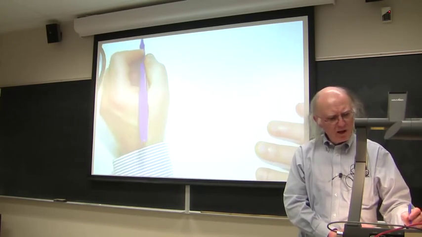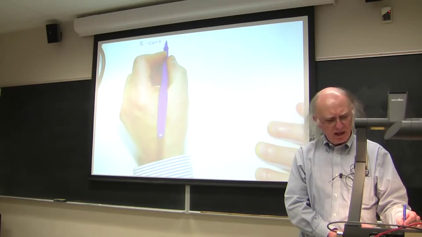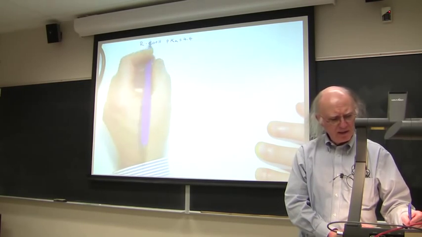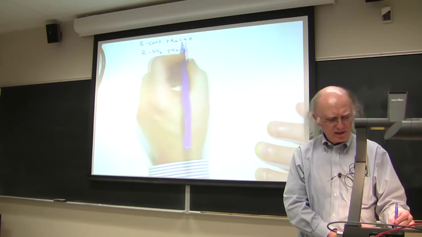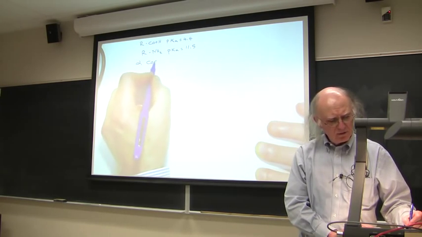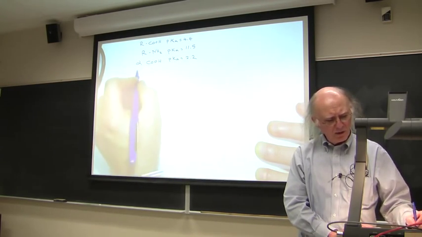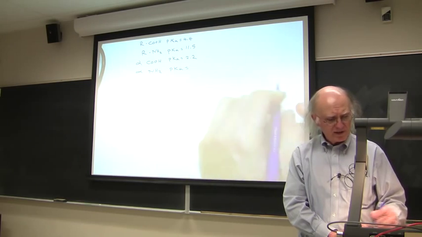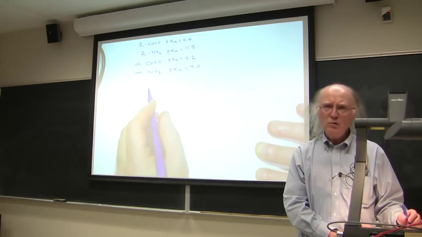I might say you may assume that the R group carboxyls have a pKa value of 4.4, that the R group amines have pKa values of, let's say, 11.5. The alpha carboxyl has a pKa value of 2.2, and the alpha amine would have a pKa value of, let's say, 9.0. Okay, so that might be something I would give you on an exam.